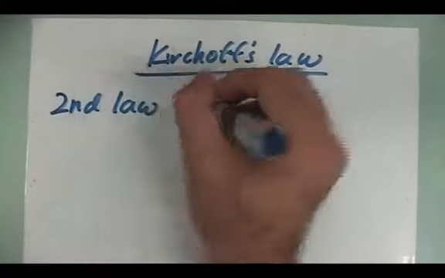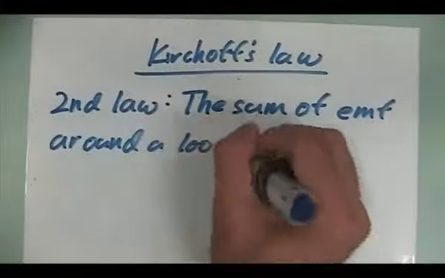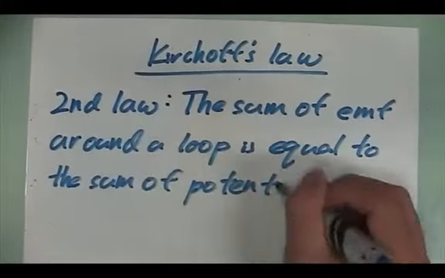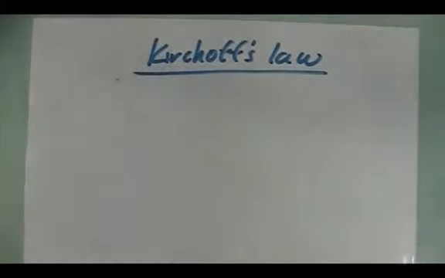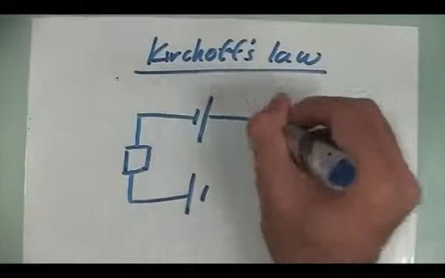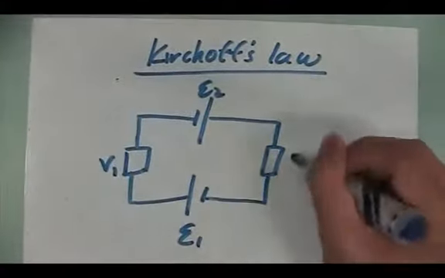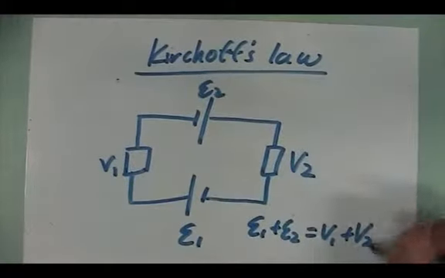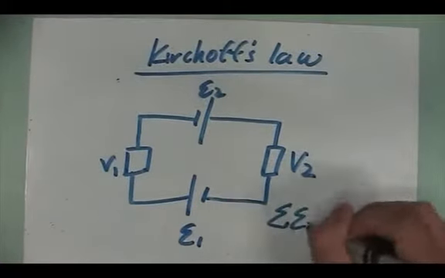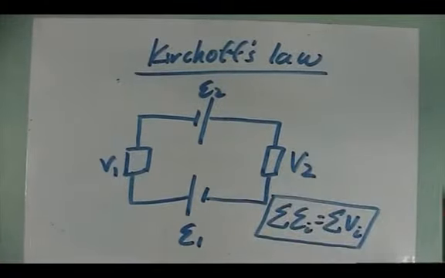Next, Kirchhoff's second law states that the sum of EMFs around a loop is equal to the sum of potential drops around the same loop. This means that if a circuit has E1, V1, E2, and V2, then E1 plus E2 is equal to V1 plus V2, and in general, the sum of EMFs is equal to the sum of Vs.